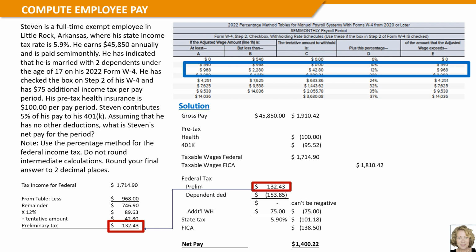That gives us taxable wages for federal taxes of $1,714.90. We also need to calculate the taxable wages for FICA, which means that we only deduct the health insurance in our example from the gross wages, which then results in $1,810.42. So now we're ready in step 3 to calculate the federal taxes. We do that by looking up $1,714.90 in the percentage table of married filing jointly, box 2 checked, and the semi-monthly payroll period.